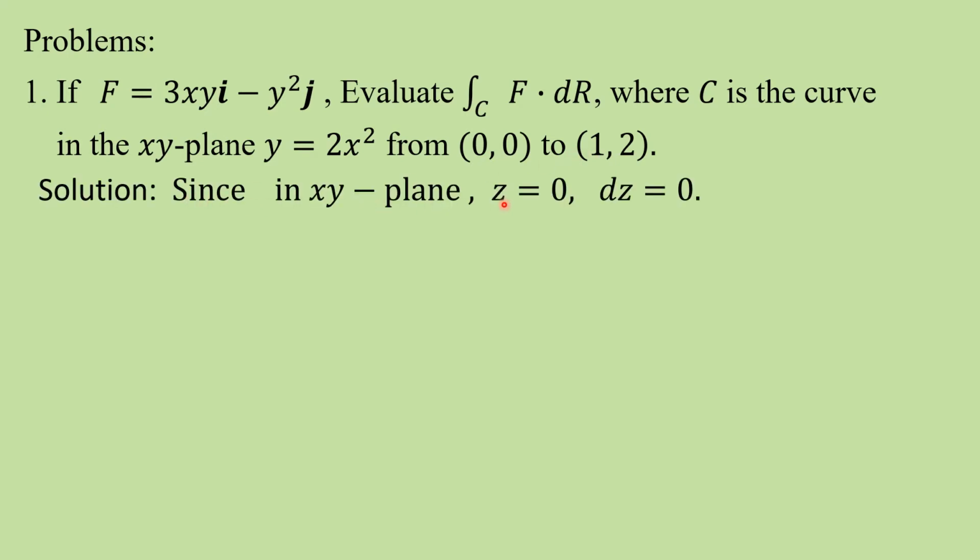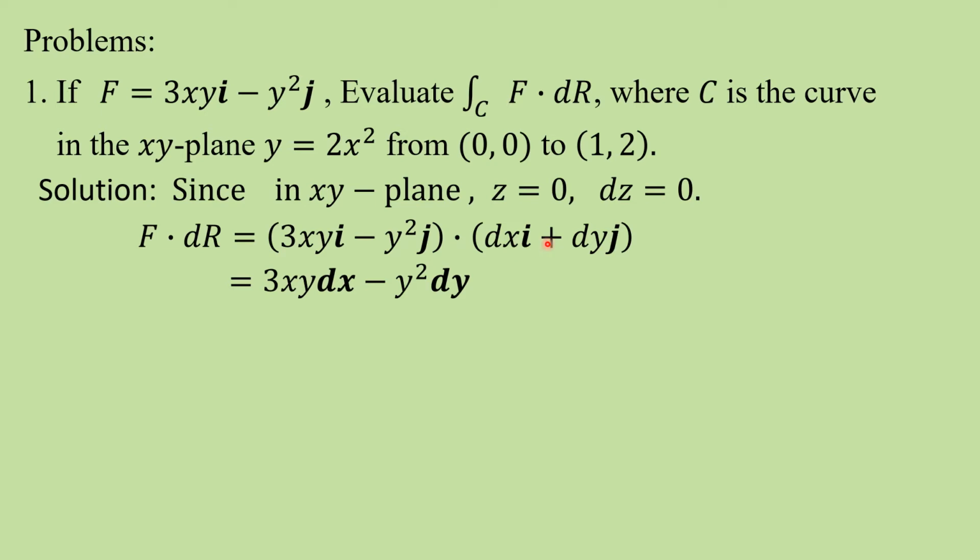So in xy plane, obviously z equal to 0, dz is 0. So the vector point function is here 3xyi minus y square j, and dr is dxi plus dyj. So take the dot product. First simplify this. That gives a sum of the product of components, that is 3xy dx plus minus y square into dy, means minus y square dy.